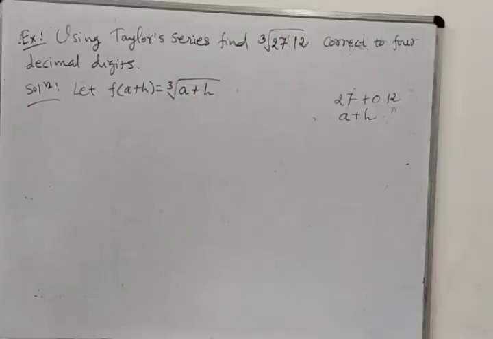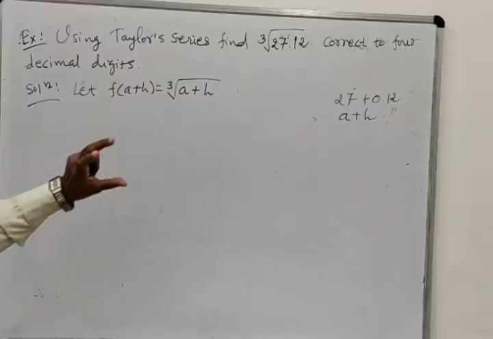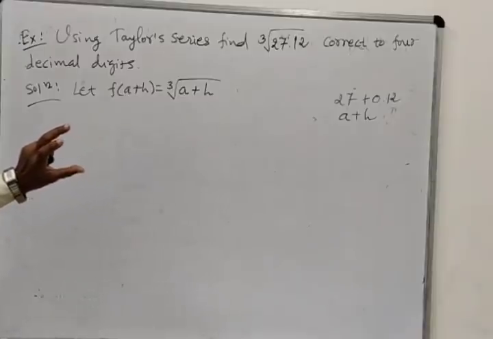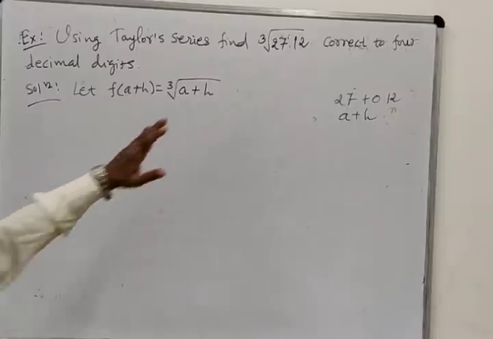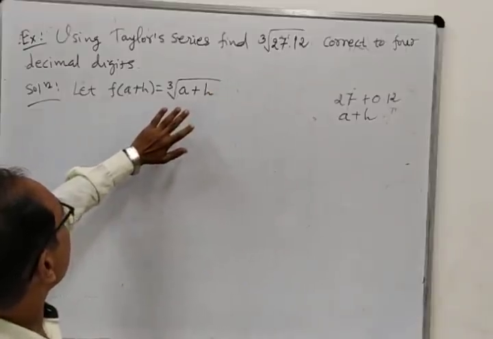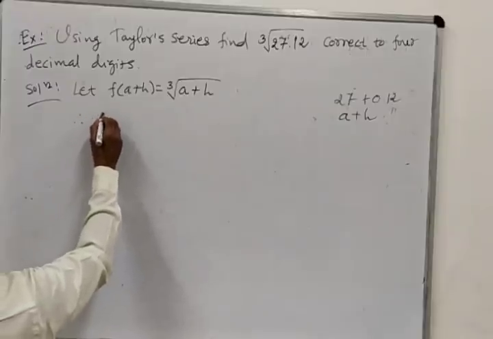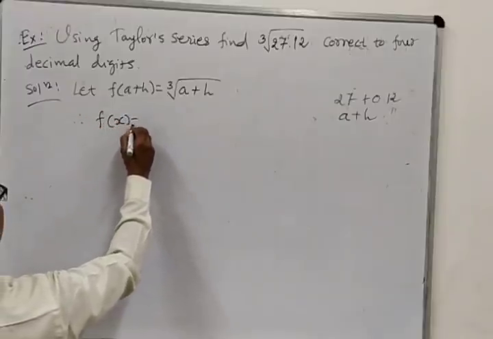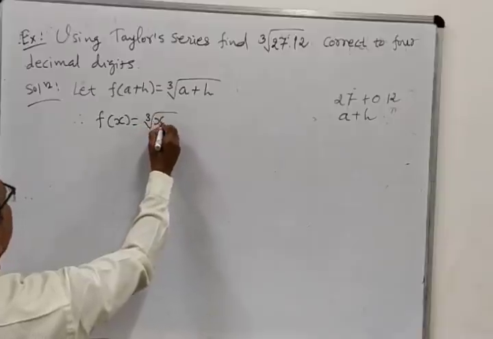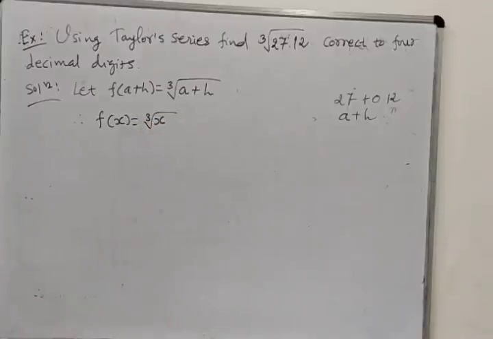Cube root of a plus h. Because we want to use Taylor series, and Taylor series can be used only if the function is there, we will have to convert the given number into the form of a function. So we have assumed f of a plus h equal to cube root of a plus h, and therefore from this we can convert to f of x equal to cube root of x.